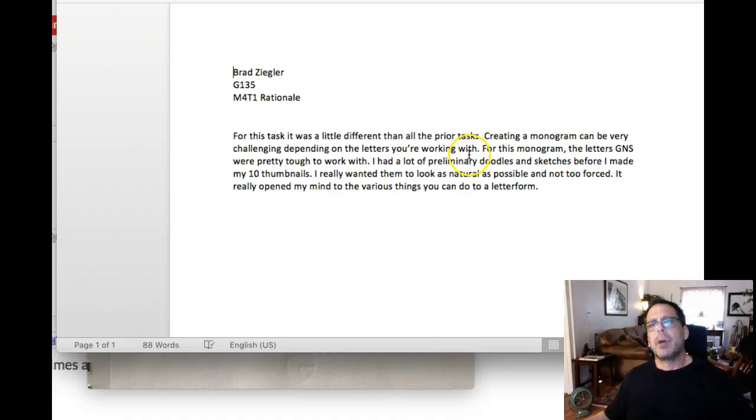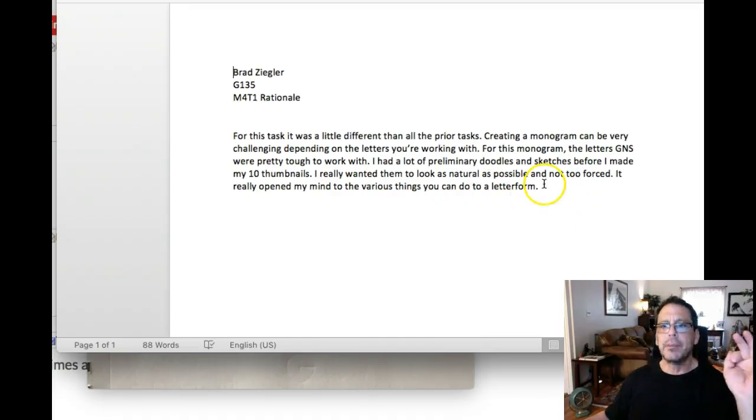You're talking mostly about the letters GNS and that they're tough to work with. You have a lot of preliminary doodles and sketches before you make your 10 thumbnails. And that's good experimentation, good exploration. Of course, we always start with pencil to paper and work out the details, as opposed to jumping straight on the computer. So I'm really glad you mentioned that.